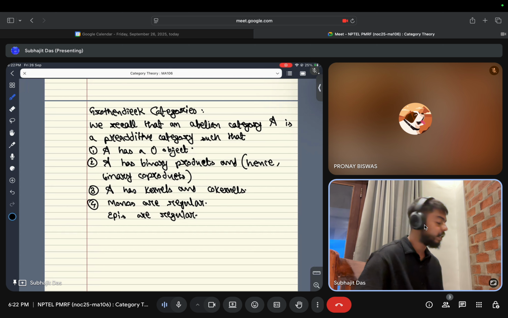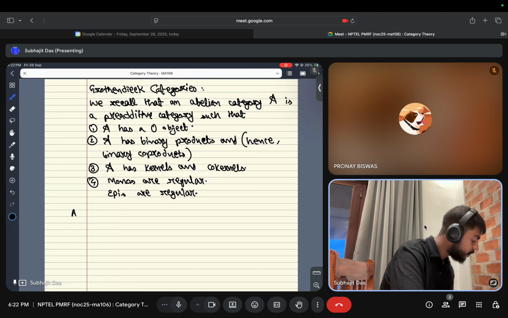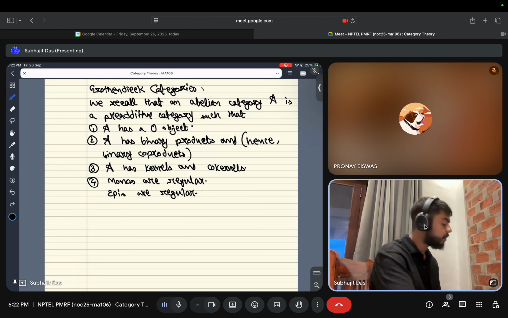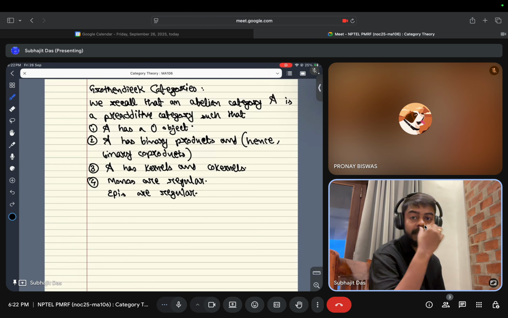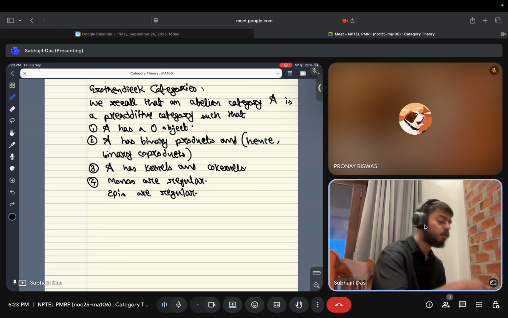So I'll just mention the axioms quickly. First of all, observe that this definition actually implies, and we saw this last week as well, that abelian categories are finitely complete and finitely co-complete. That is, they are Cartesian and co-Cartesian.